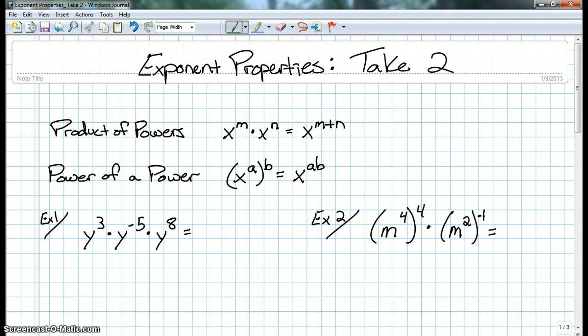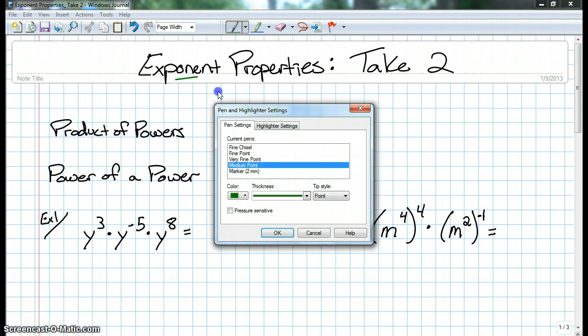For tonight's video we're going to take another look at simplifying exponential expressions, or as the title of our notes says, exponent properties take two. The first two properties that we're going to talk about we actually looked at yesterday and then reviewed a little bit more today in class.